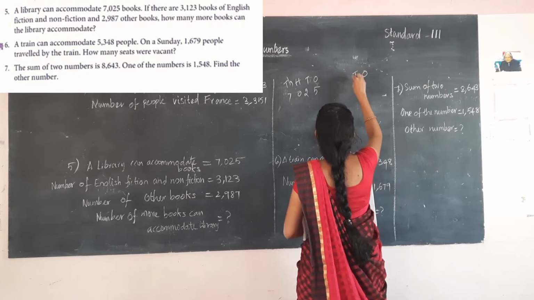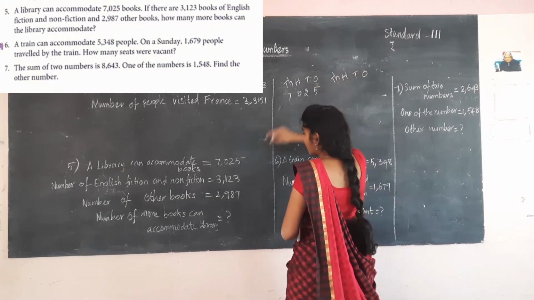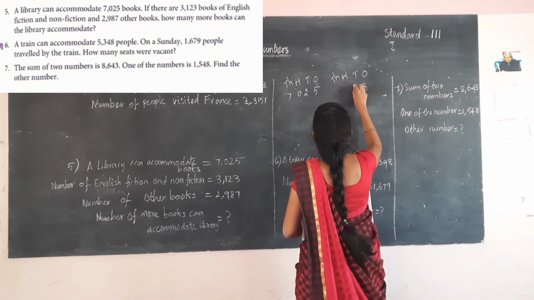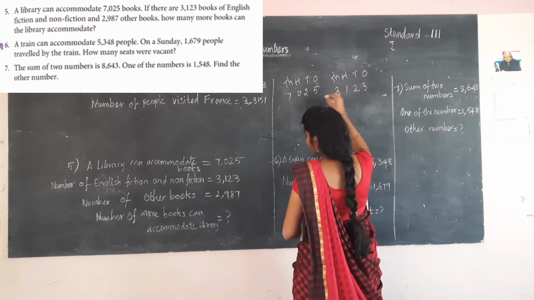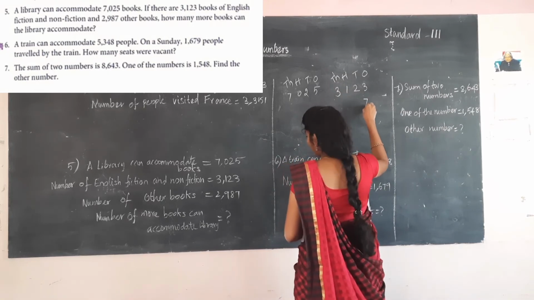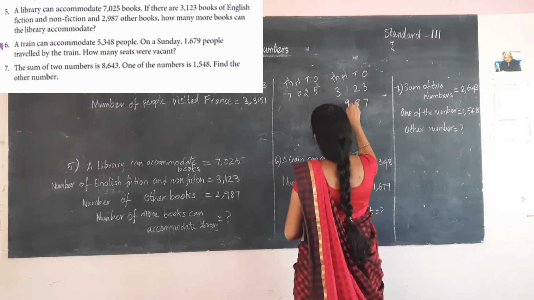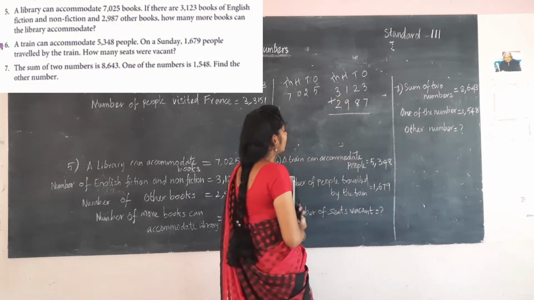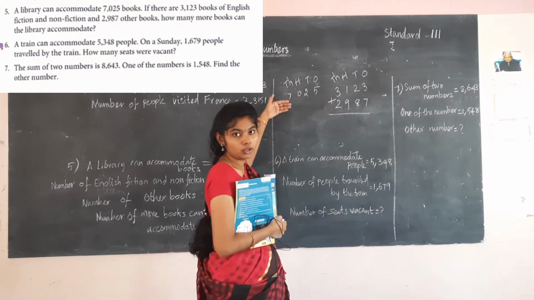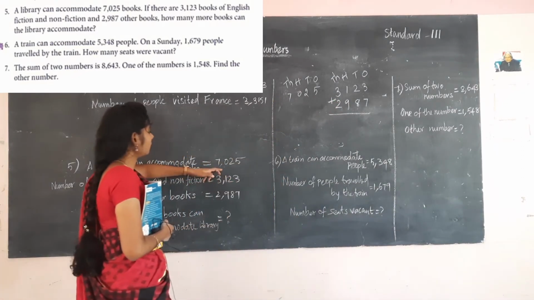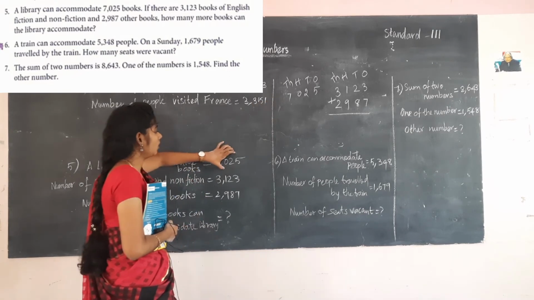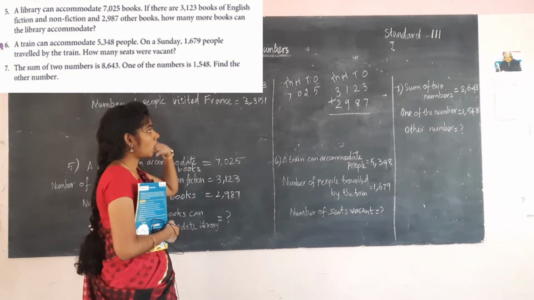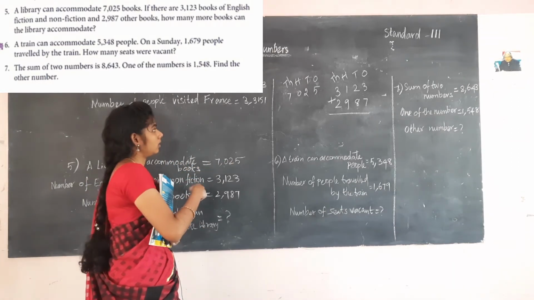So write the places: ones, tens, hundreds, thousands. To add these two numbers, I am writing them separately. Write the first number: 3 in ones, 2 in tens, 1 in hundreds and 3 in thousands. Then write the other number: 7 in ones, 8 in tens, 9 in hundreds and 2 in the thousands place. Now you can add these two numbers. After adding, we subtract that number from this number. I have written it orderly. First we write the place values for this number, and from this number only we subtract, to get how many more need to be accommodated.